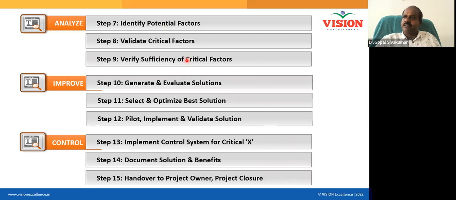Similarly, analyze phase, there are 3 steps. Improve phase, there are 3 steps. Control phase, there are 3 steps. Overall, there are 15 simple steps using which you will systematically eliminate defects, waste, and risk. These are the 3 major killers in any business: defects, waste, and risk.